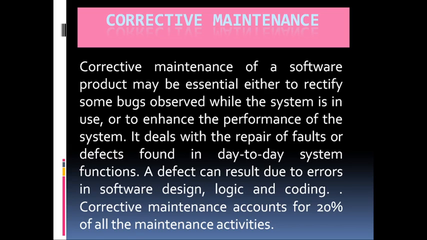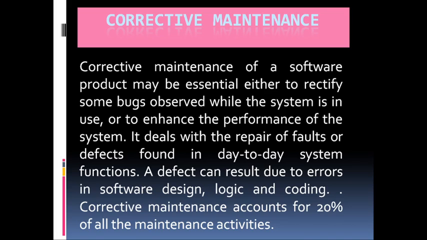Then, what is corrective maintenance? Corrective maintenance of a software product may be essential either to rectify some bugs observed while the system is in use, or to enhance the performance of the system. Whenever the software product is in use, some bugs or errors may arise in its working. So it becomes necessary to remove all these faults so that the system could work correctly as it needs to. It deals with the repair of faults.